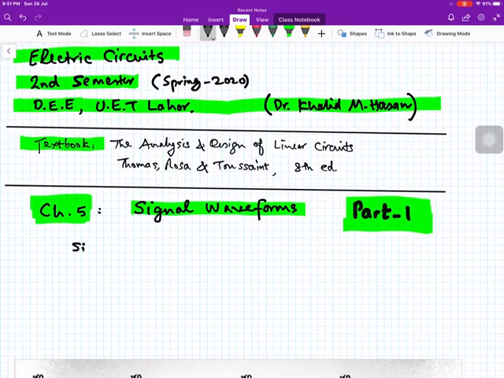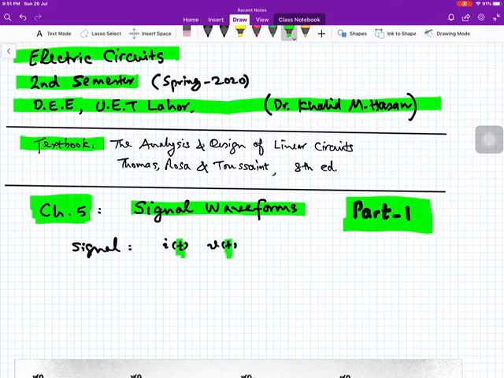What is a signal? A signal is a detectable physical quantity, and in electrical engineering we consider current and voltage. This representation shows the variation in current with respect to time and variation of voltage with respect to time.